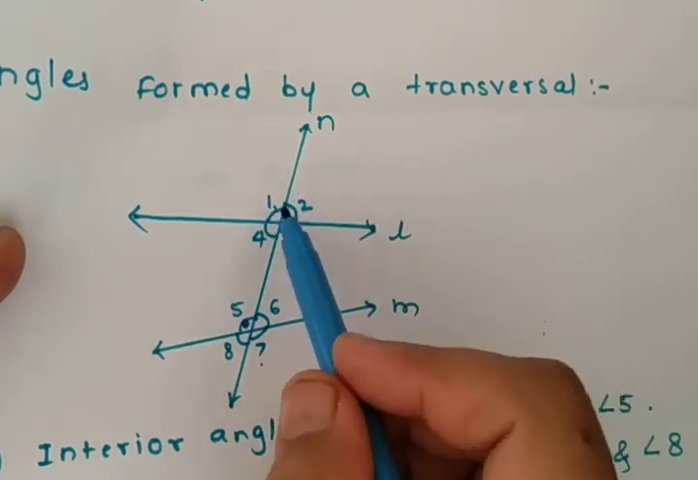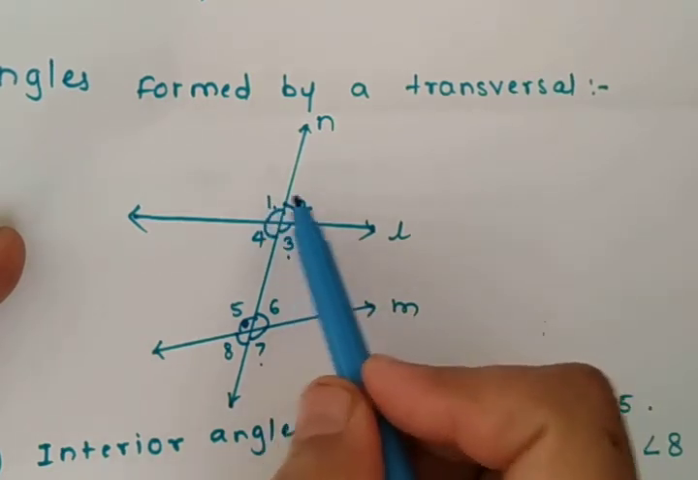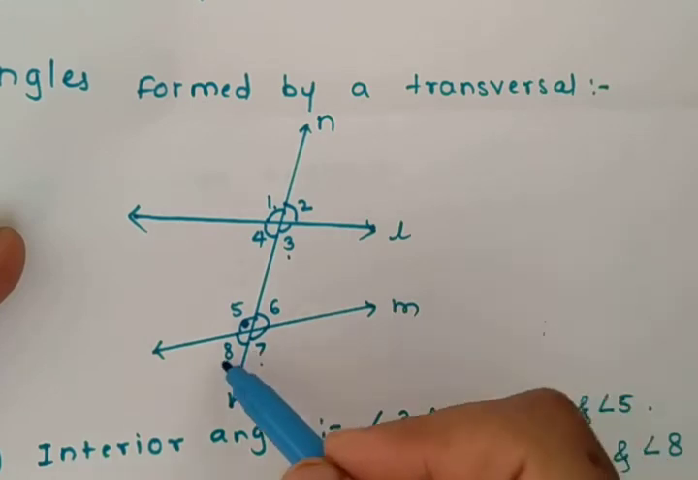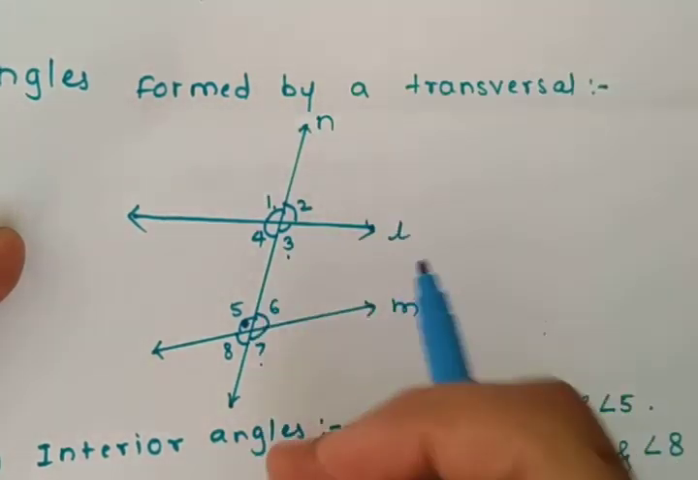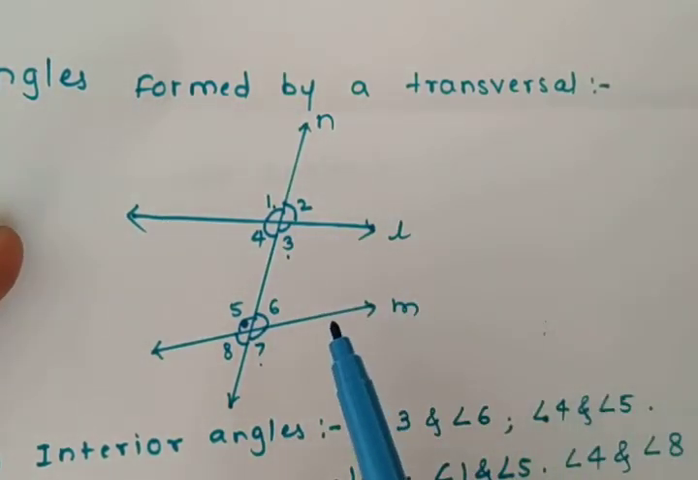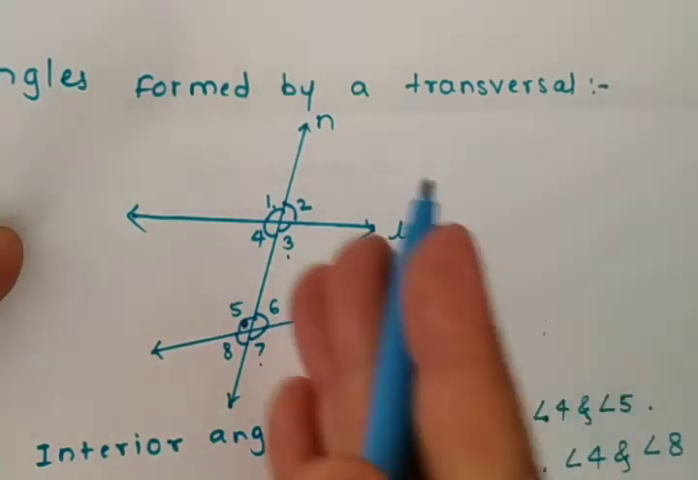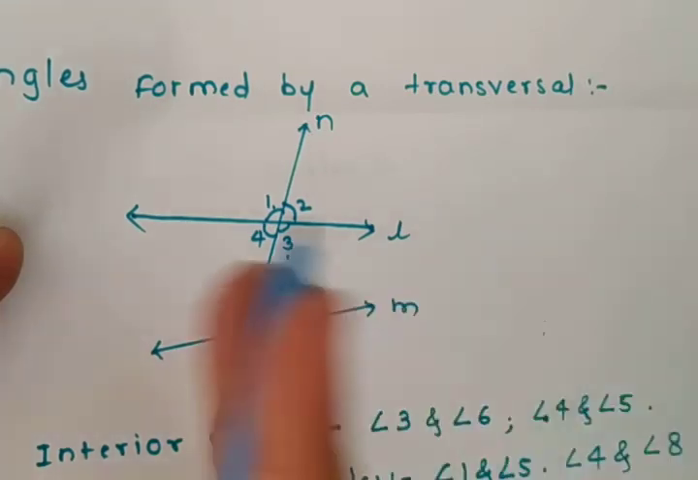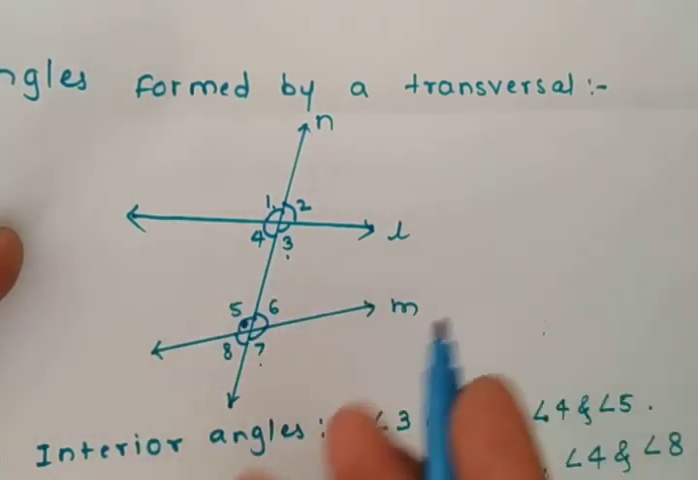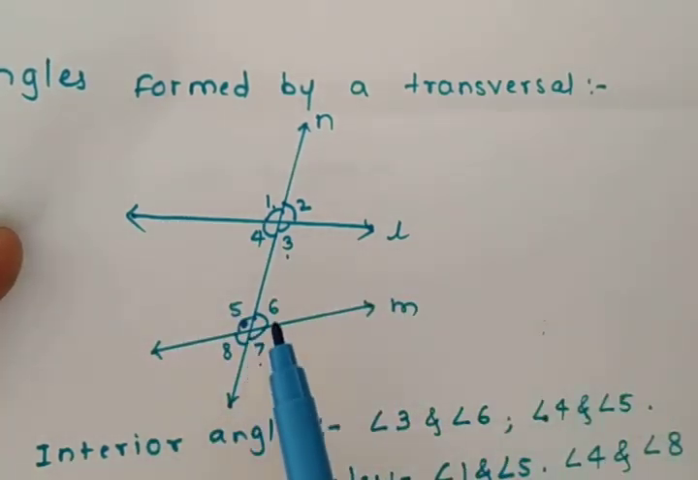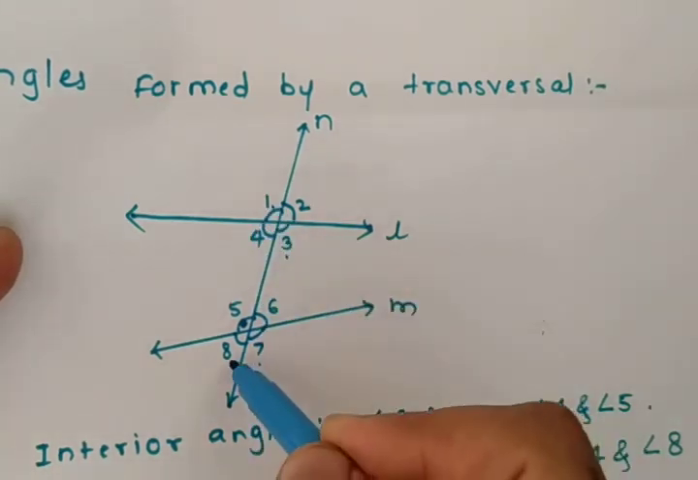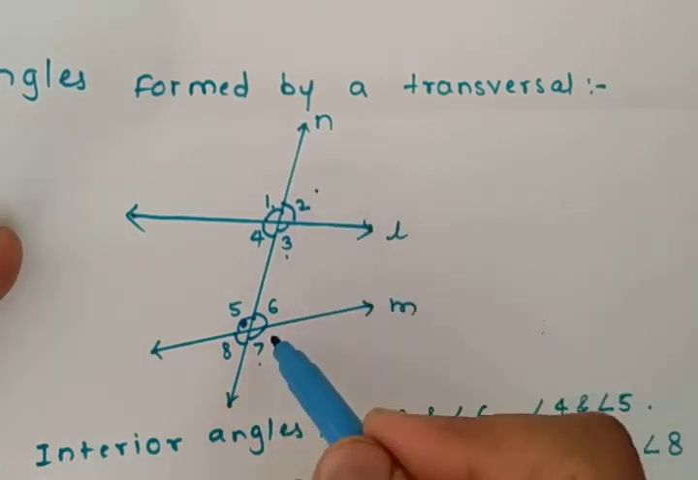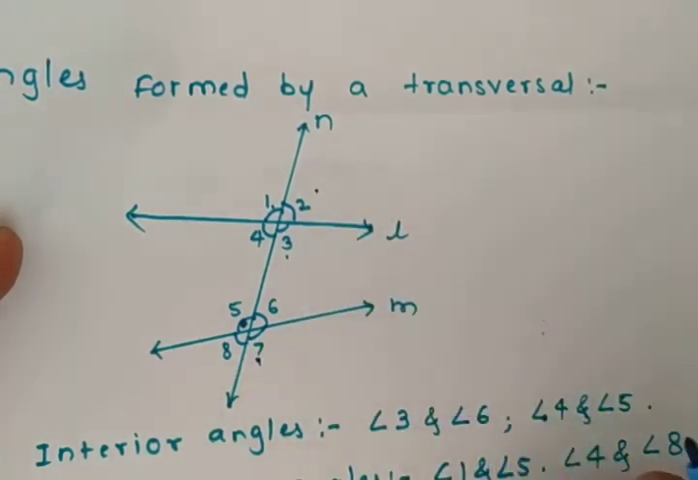See which are the exterior angles over here? This angle 1, 2, 7, 8. These are lying on the exterior side, right? So the angles in the exterior and on the same side of the transversal, right, on the left hand side and right hand side of the transversal, are called the exterior angles. Means which angles are said to be exterior angles over here? This angle 1 and angle 8. These are said to be exterior angles, and here angle 2 and angle 7. These are said to be exterior angles.